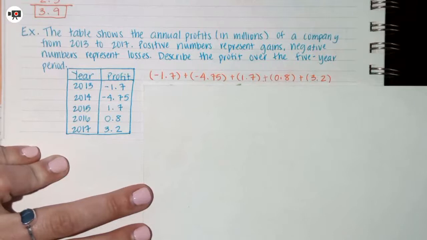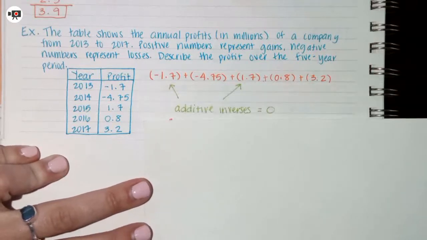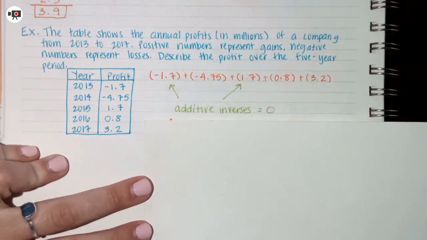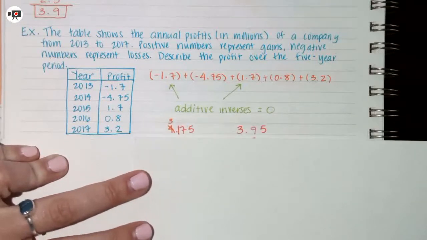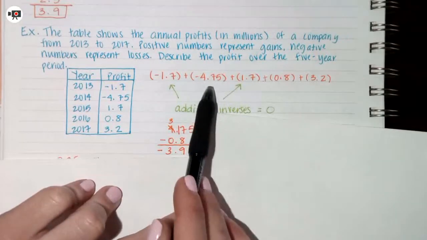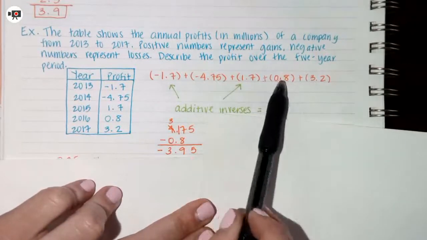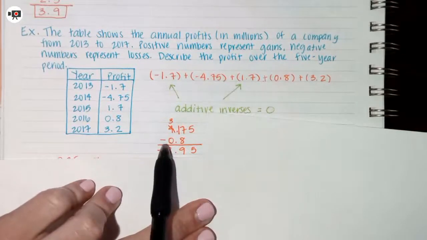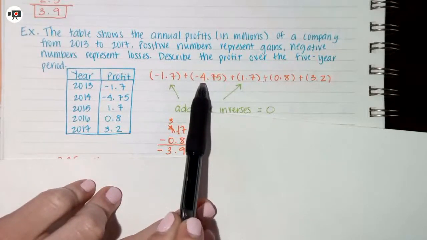So I'm going to add them all together, but I notice that I have additive inverses in here, and those will equal 0. So I'm not going to do anything with those, and I'm going to add 4.75 plus 0.8. They have different signs, so I'm going to subtract and keep the sign of the larger number.